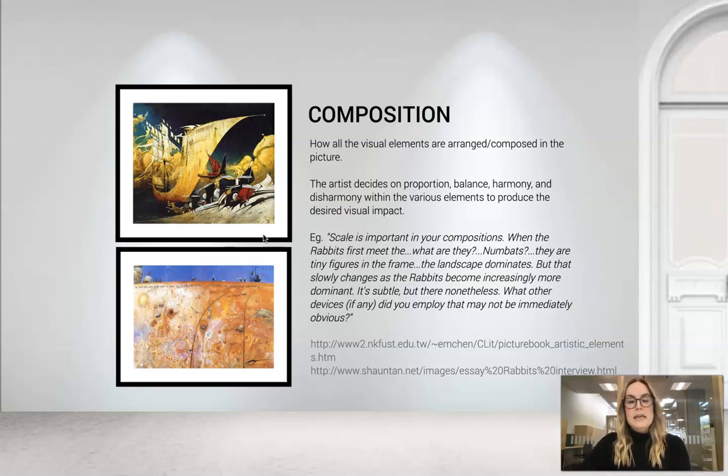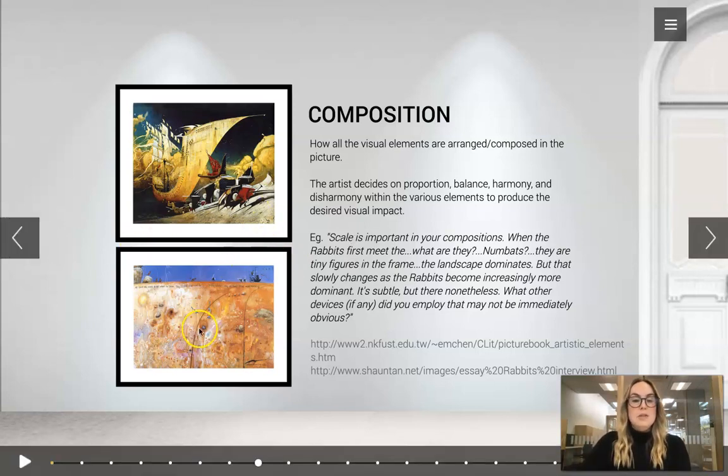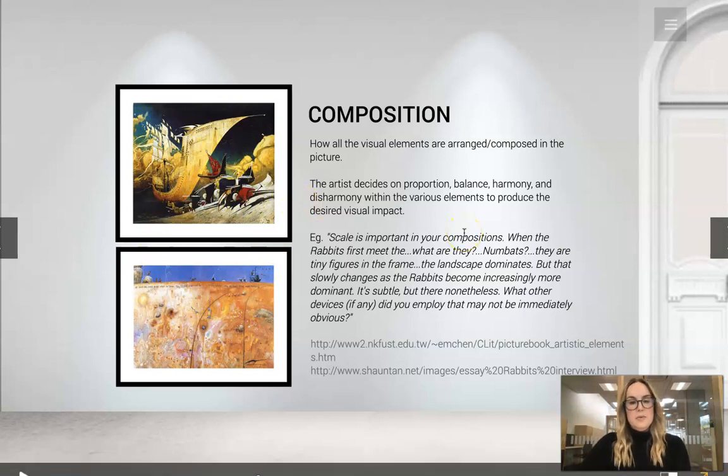So if we look at this, for example, where we've got an interview with Shaun Tan and he's discussing his images in The Rabbits, he's talking about scale. When the rabbits first meet the local creatures, which are the numbats, they are tiny figures in the frame. And this is really to highlight how powerless they are and that the landscape is actually really dominant. And then as we progress through the story, the rabbits become increasingly dominant as they take over the country. So in here, you can see that the composition of these images really illustrates that change as well.